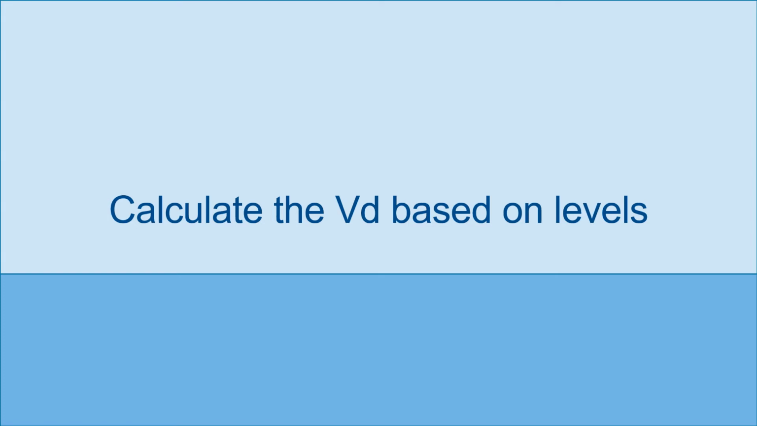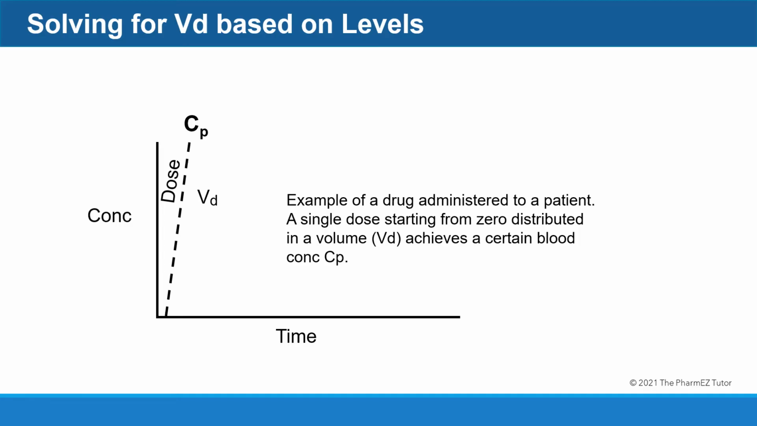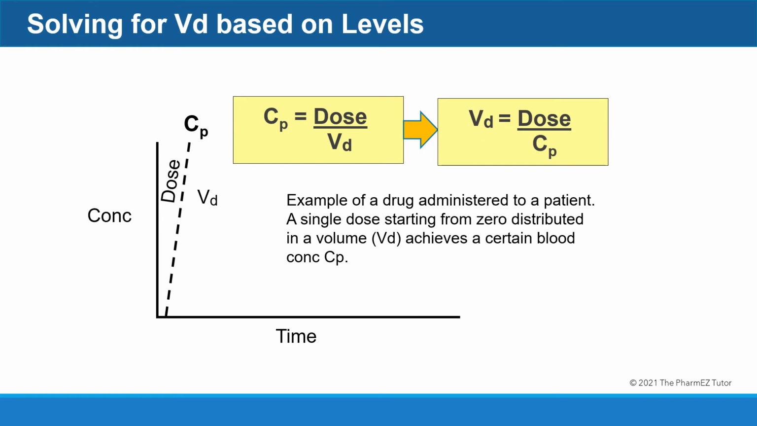The third step is to calculate the volume of distribution based on the drug levels. We've seen this slide before, where a drug is administered to a patient. A single dose starting from 0 is distributed into a volume of Vd and achieves a certain blood concentration Cp. This is exemplified by the fundamental kinetic equation Cp equals dose over Vd, which when rearranged shows up as Vd equals dose over Cp.